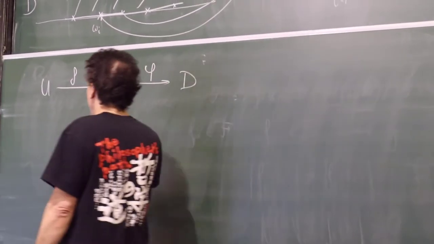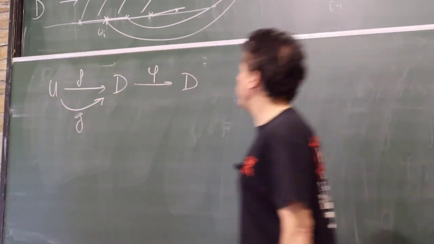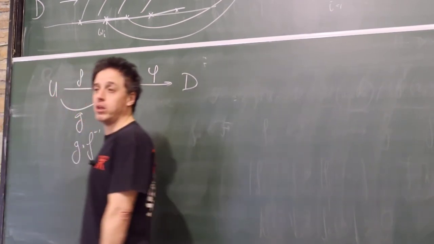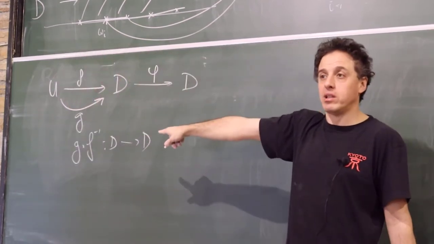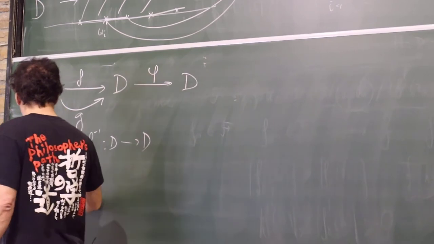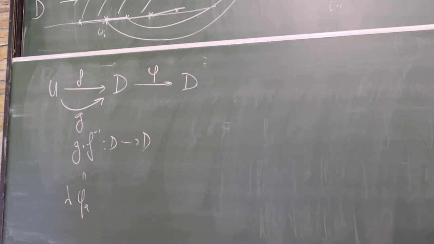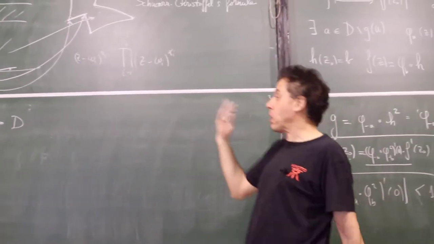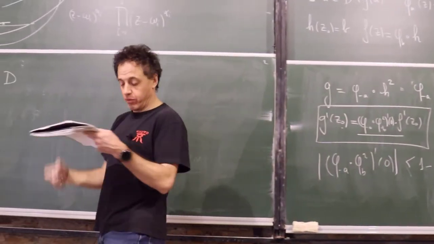So in fact, if you have two maps here, F and G, if you take, let's say, F minus 1 composed with G, this is a biholomorphic map from D to D, and you know how it is. You know that this one must be something like lambda phi A, with phi A some function like this, maybe a transformation like this, lambda some number of modulus 1. Okay, so you know how all the maps can be constructed if you know one of them.